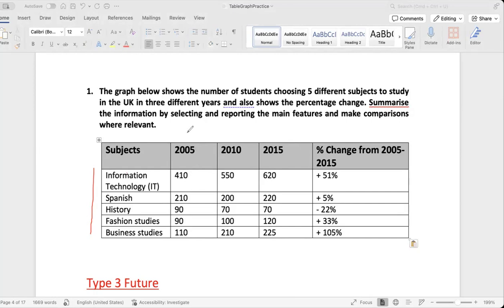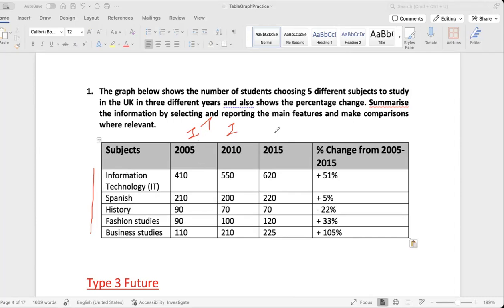We'll find out which subject has the maximum students studying it. IT, in the first year. Okay, good. Second year, also IT. And the third year, also IT. So we'll write that in all 3 years, the maximum students studied IT. This is your first feature. Done. You have compared the subjects. The examiner is very happy. You have done the vertical comparison.